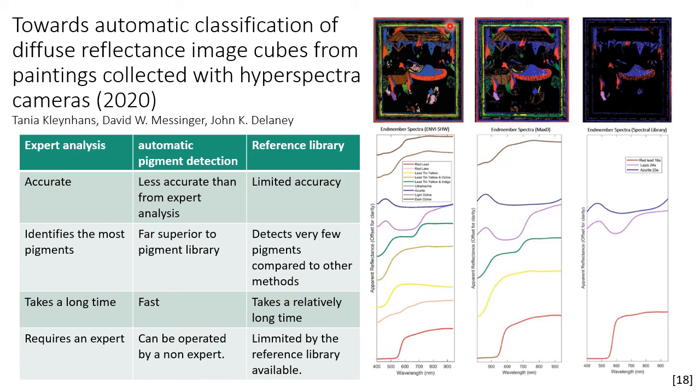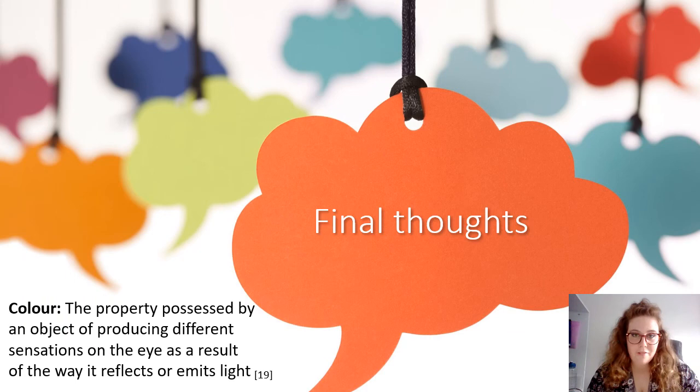This figure here, that I've taken from the paper, shows the three methods side by side used to identify pigments from a painting of a nativity scene from 1340. The automated program didn't detect as many as the expertly operated software, but was far superior to the pigment library from what pigments were available to reference. This links perfectly into what the primary aim of our research project is, and I will come back to that in a minute.